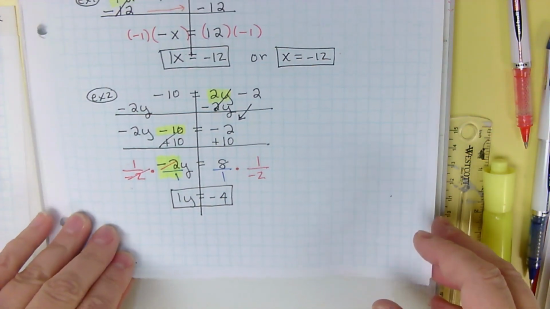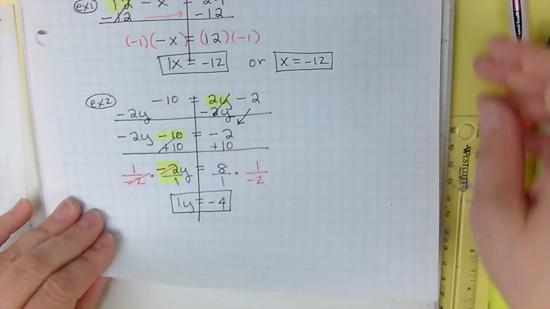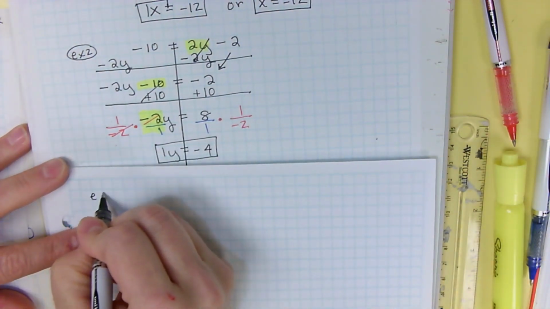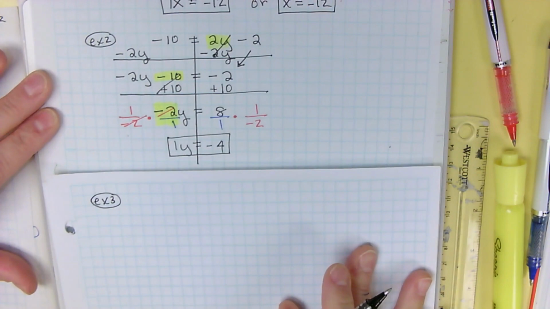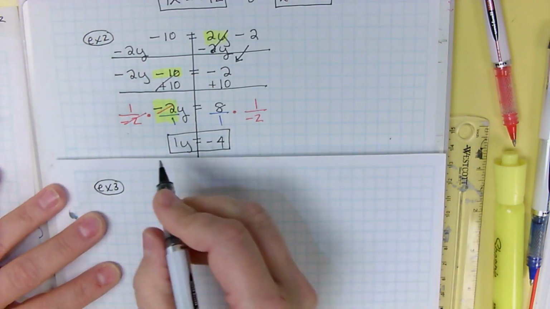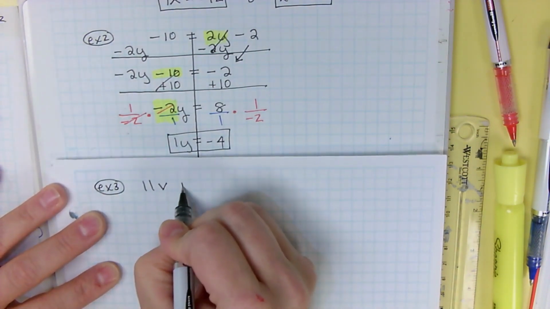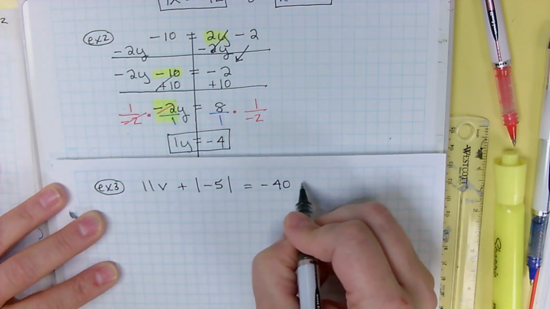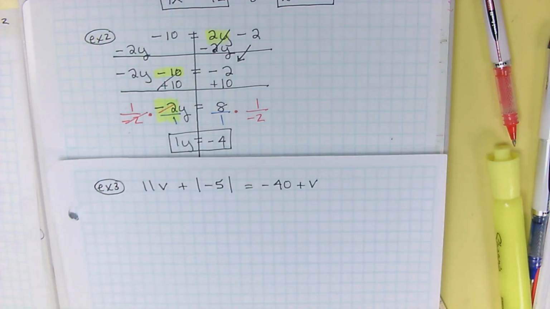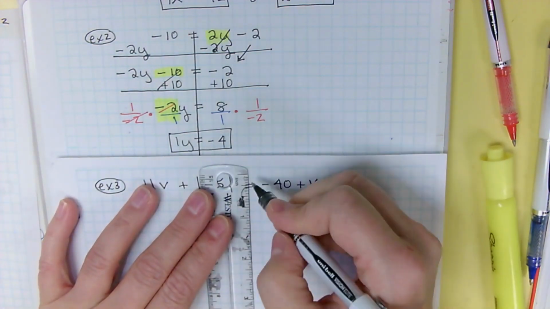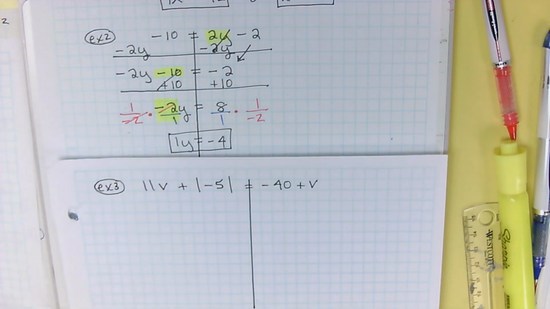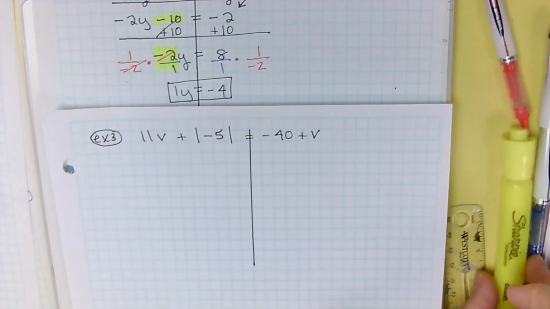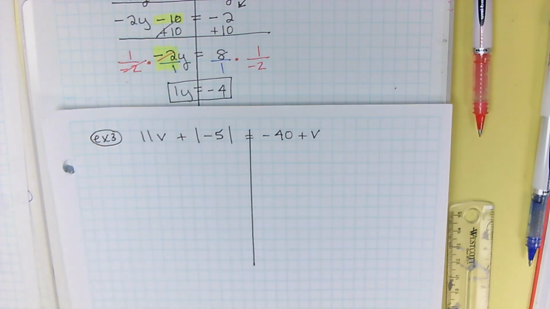All right, I'm going to flip the page because we're going to do an example with an absolute value. Example 3, and I'm going to move a little faster because we're getting to know the steps. So 11v plus the absolute value of -5 equals -40 plus v. I'm going to draw a line down the middle.